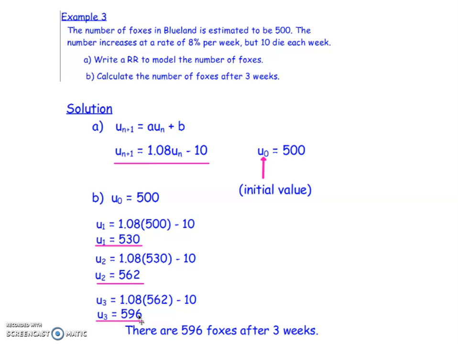Now remember, the easiest way to put all this information in is to type in 500 equals in your calculator, clear the screen, then type in 1.08 times answer, subtract 10. Once you do that, you should be able to just push equals 3 times and get those 3 answers there.